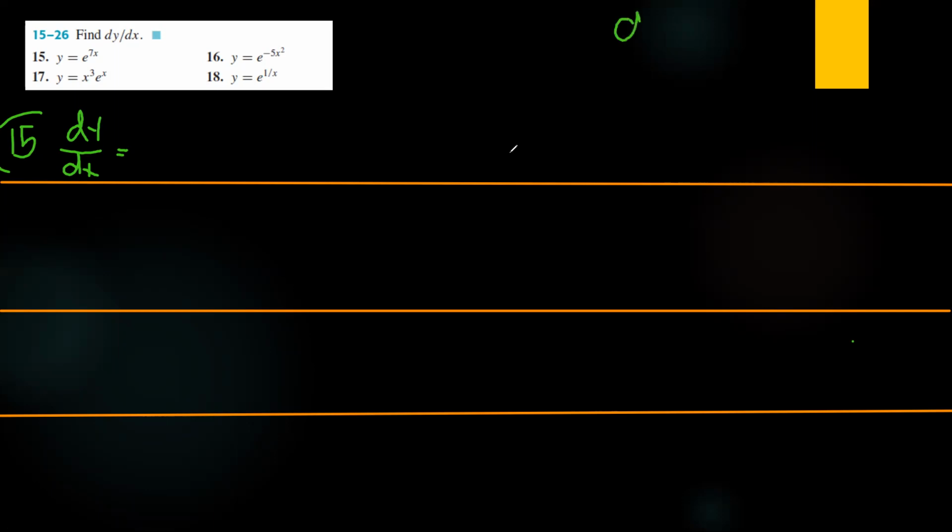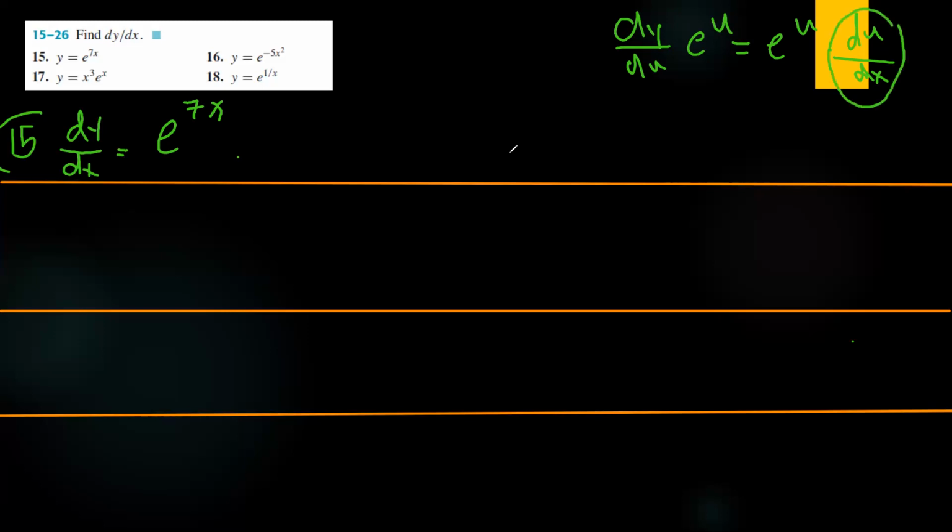I will remind you now, the derivative of e to the power u is e to the power u times du over dx. So here number 15, e to the power 7x. What will the derivative be? It will be e to the power 7x, exactly, over d7x, then times the derivative of 7x. What is the derivative of 7x? 7. So it will be 7 e to the power 7x. Thank you, Dana.